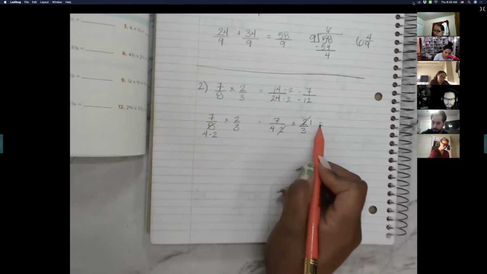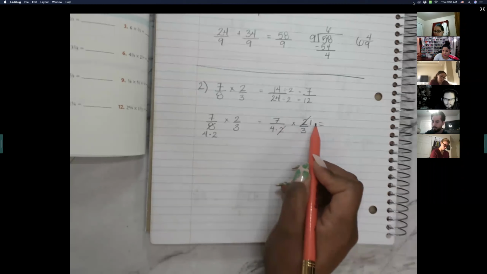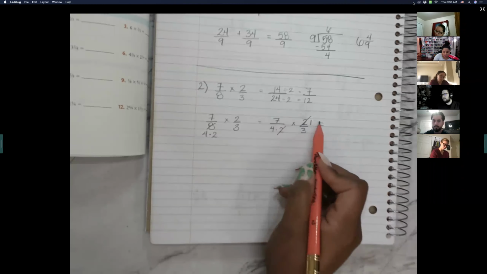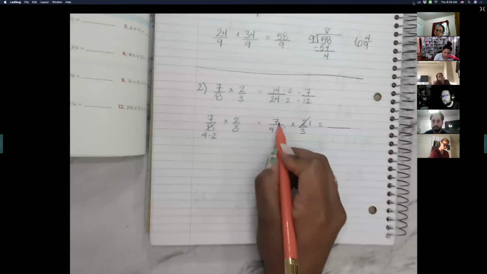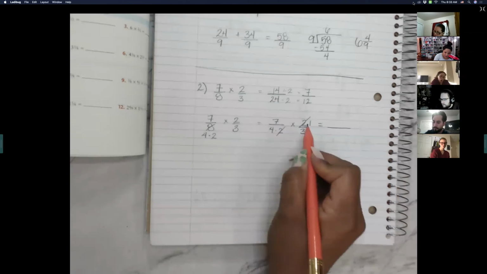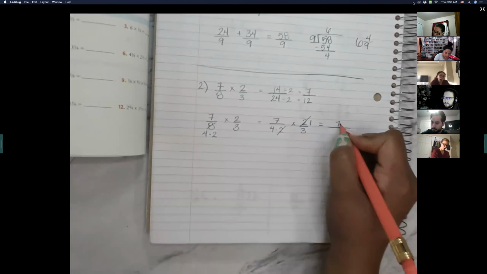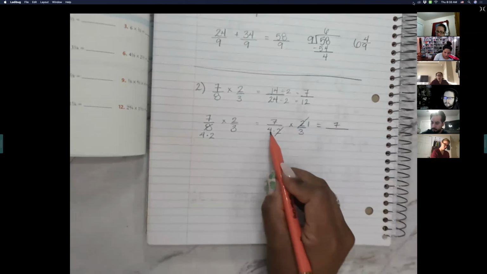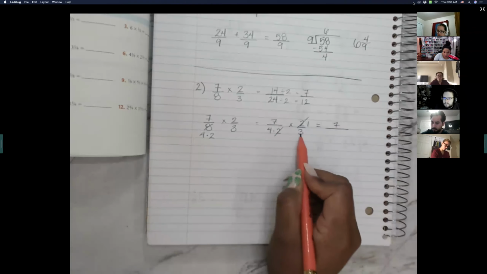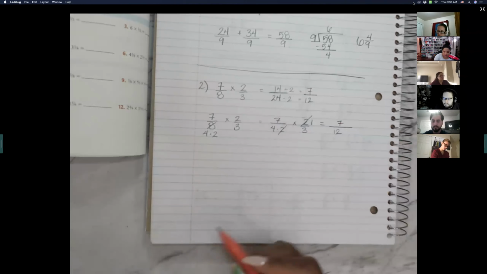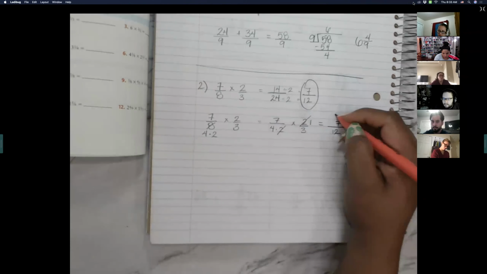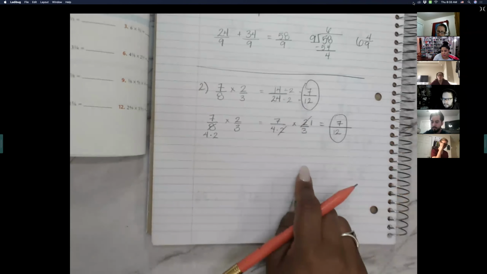So now I'm just going to still follow the same process, and I multiply what's in the numerator, and then I multiply what's in the denominator. So what I have left in the numerator now is 7 times 1 is 7, and in the denominator I have 4 times 3, and that's my 12. So I still get the same final reduced fraction in the end.